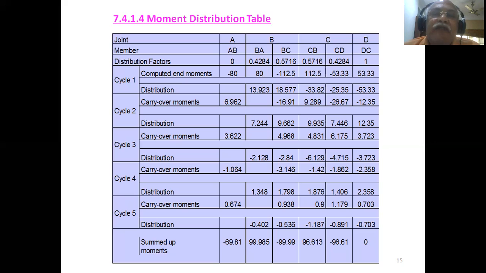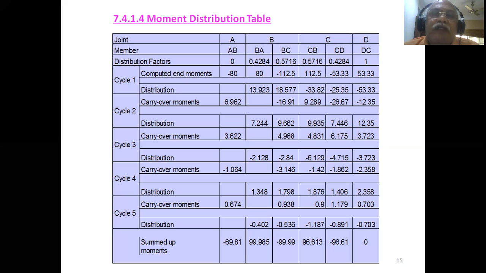Next, 18.577, this carryover will be 9.289. That is the same sign: if the moment value is positive, then this also should be positive. Next, 33.82, this carryover will be minus 16.91, and 25.35, this carryover will be 12.35. Next, 53.33, carryover will be 26.69. Clear? With these moments, we have to go for distributing it.